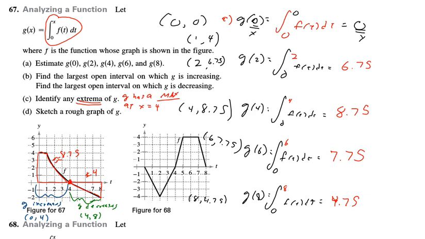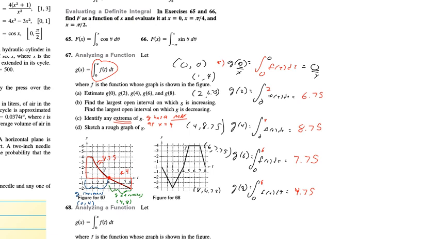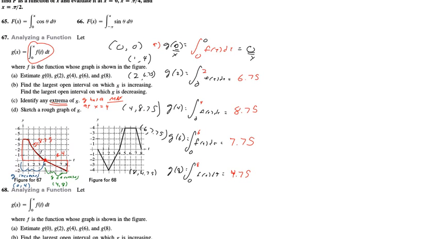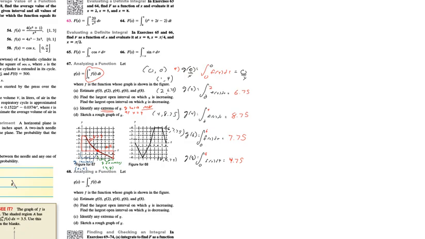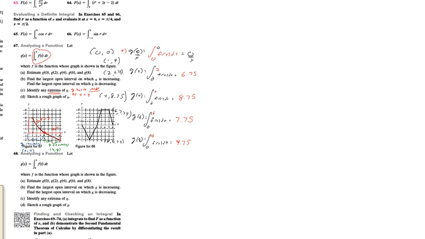So let's now take this information and try to sketch a rough graph of what G looks like, this accumulation function. Zoom out a little more. So let's go here. I know I only have positive values, so this is going to be G of x. I have 1, 2, 3, 4, 5, 6, 7, 8. And my maximum of G is 8.75, so the vertical axis goes up to 9.